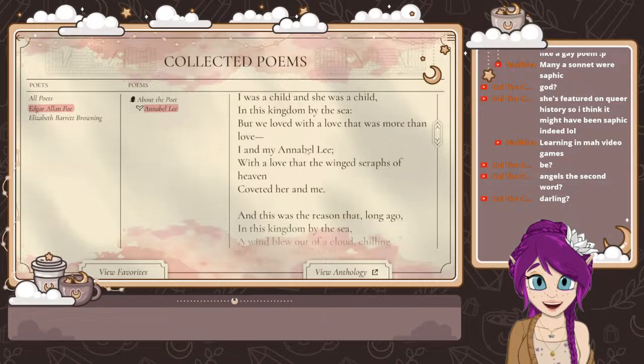Oh, we didn't see this part of the poem. They skipped this part.